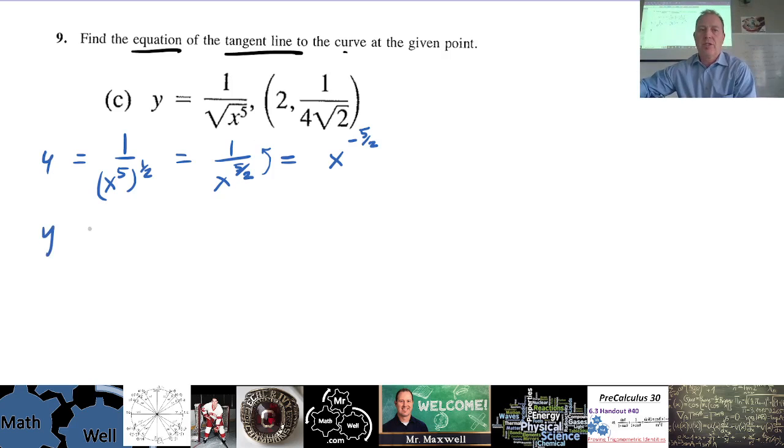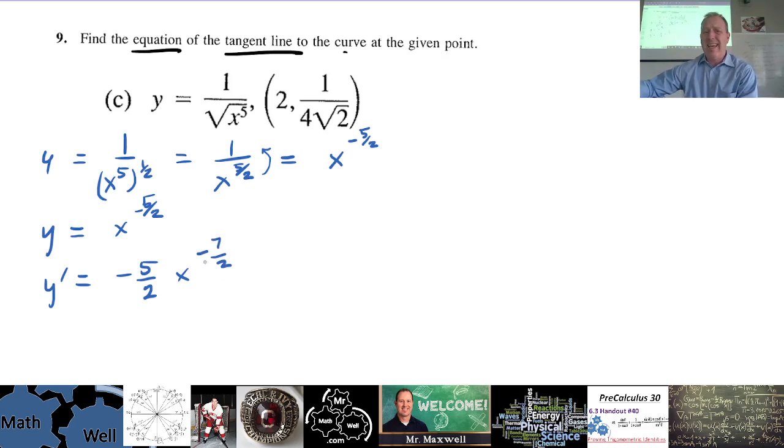So I would suggest that we just take the derivative of this function. And we just use the power rule, basically. So y prime now equals negative 5 over 2 times x to the, now we've got to subtract 1, which is like 2 over 2. So that's going to be negative what? 7 over 2. Good. Okay.